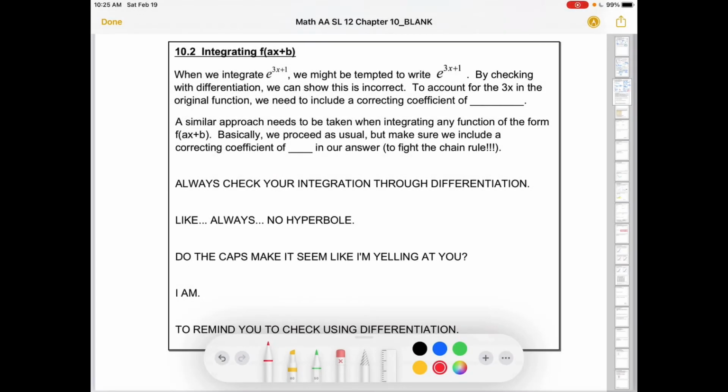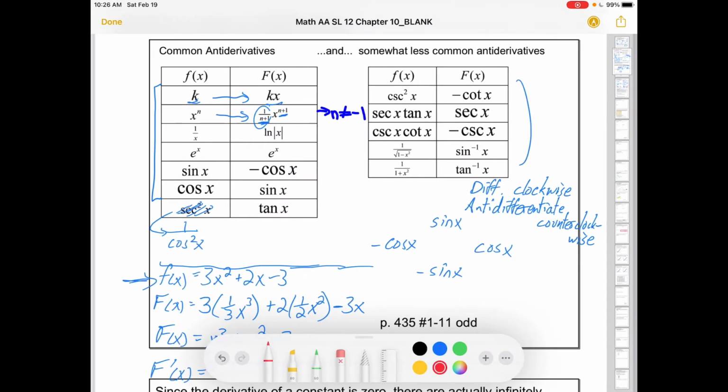Hi folks, welcome to this lesson on integrating functions of the form f of ax plus b. We already have simple rules for anti-differentiating f of x, and we'll take a look at those. Here they all are. These are really the main ones for us. We can use the circle of trig.